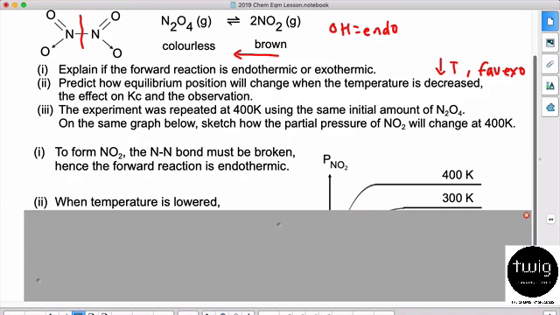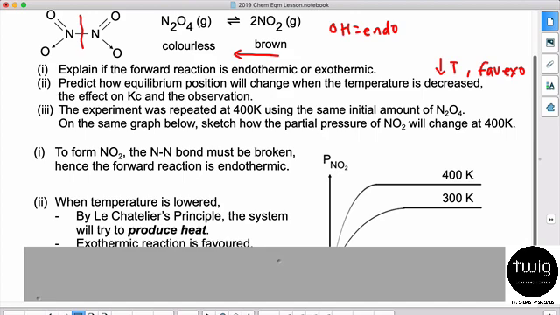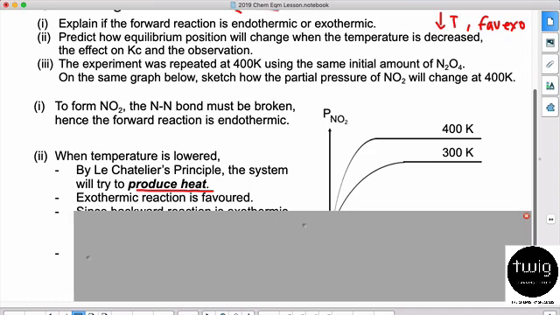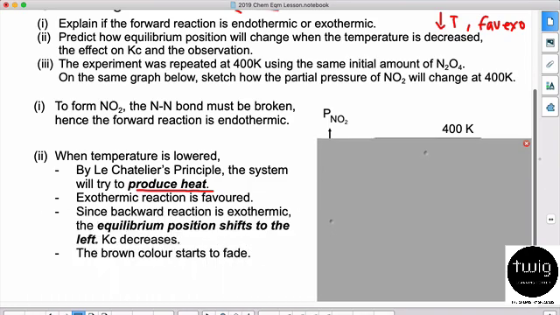When temperature is lowered, by LCP, the system will try to produce heat, or release heat. Favor exothermic. Then just mention, since the backward reaction is exothermic, it will shift to the left, and Kc drops. They ask for observation, so please write down the brown color starts to fade. As you shift left, the brown color fades from brown to colorless, because the NO2 was brown.